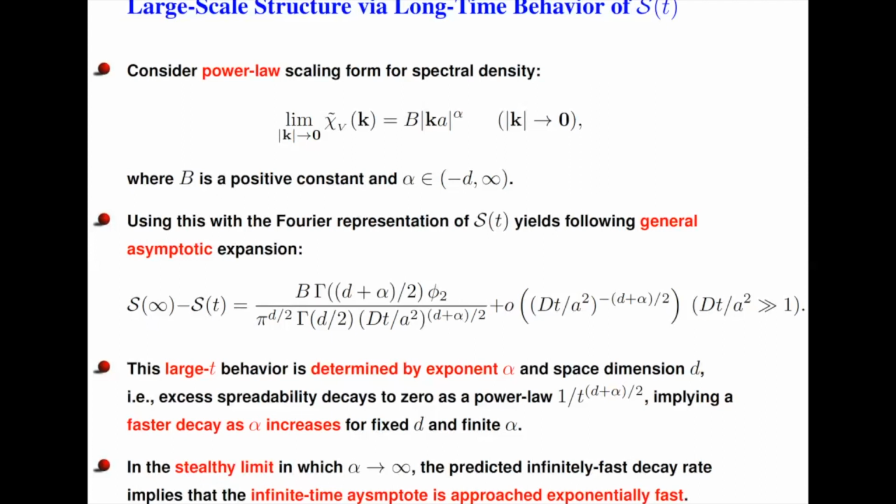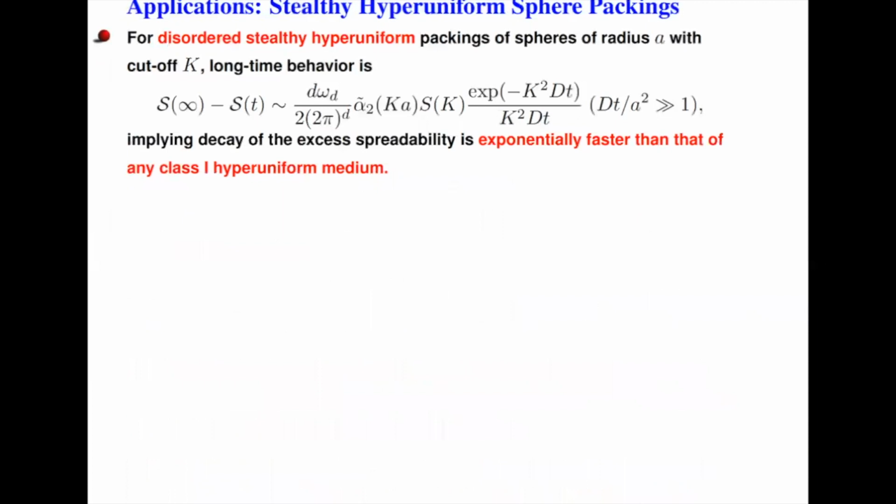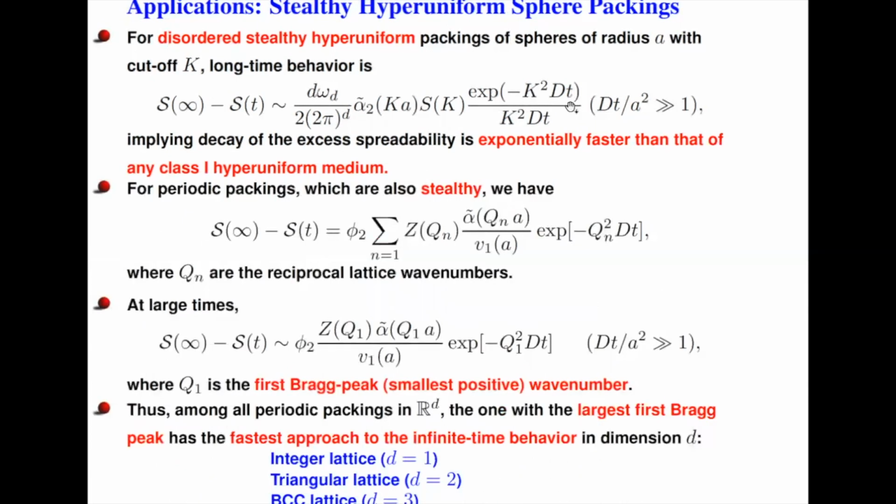Okay. And then if it's actually stealthy, you can show that it's no longer power law. It actually decays even faster. It becomes exponentially fast. Okay. So if you have a disordered stealthy hyperuniform sphere packing, then you can show that the spreadability has this particular form. And this is the cutoff K, where the spectral density, remember I said, is 0 up to that cutoff. And this is exactly the form. You get this exponential kind of behavior. So that's much faster than the power law that I showed you.